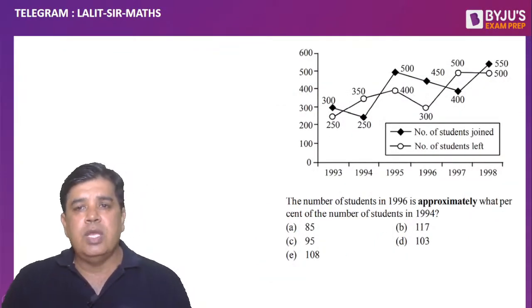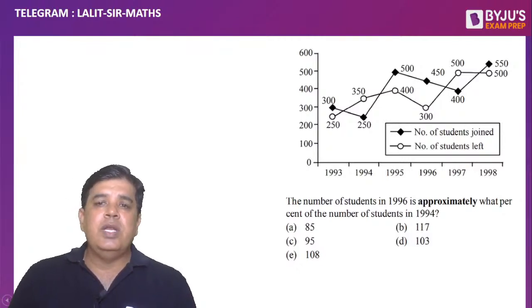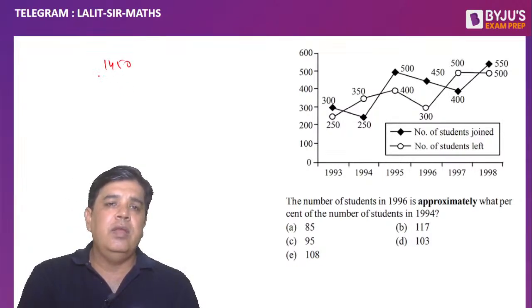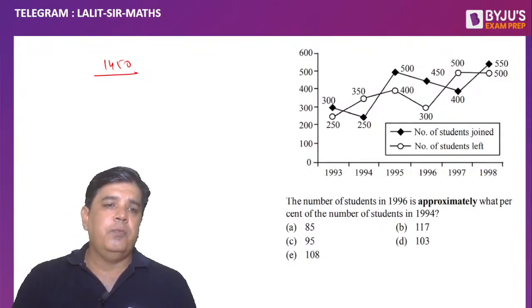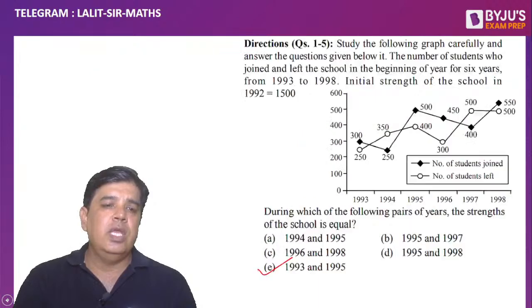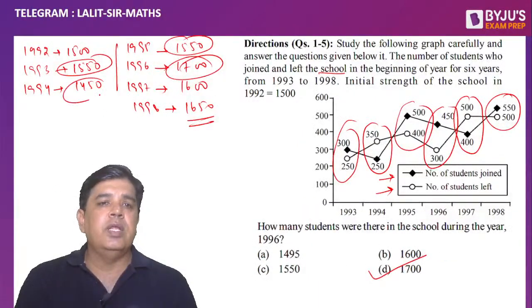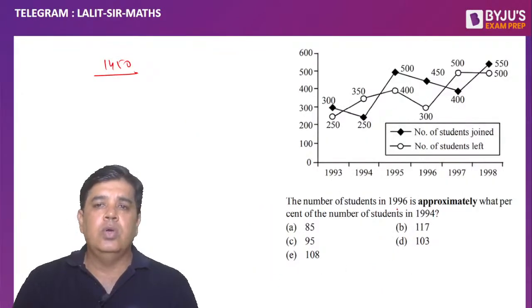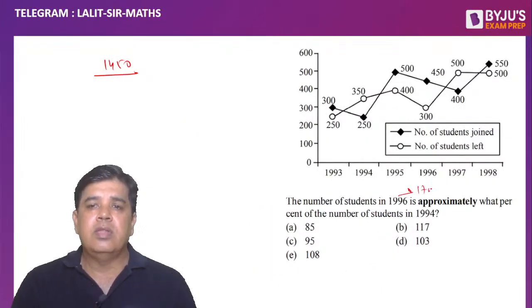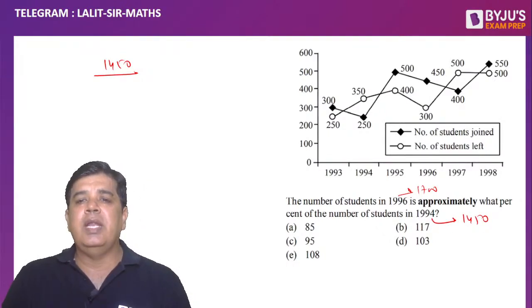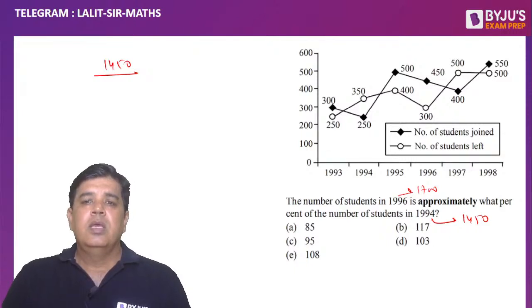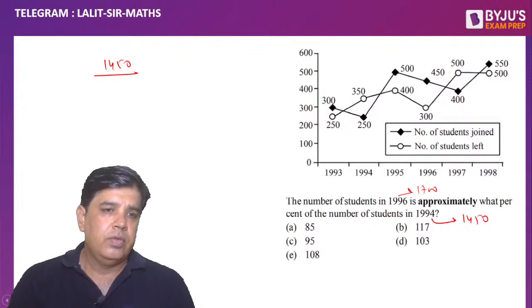Next question related to the same. The number of students in 1996 is what percent of the students in 1994? With respect to 1994, we have to see, in 1994 it is 1450, in 1996 it is 1700. The number of students in 1996 is approximately what percent of the number of students in 1994?